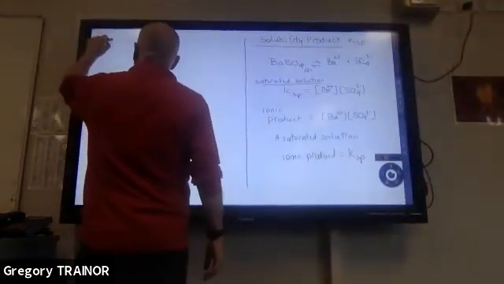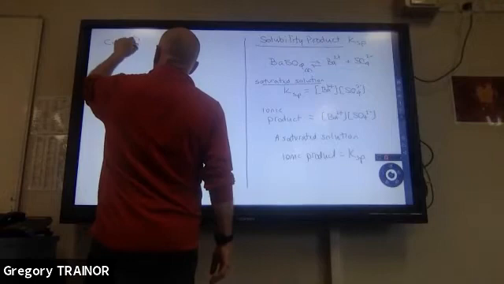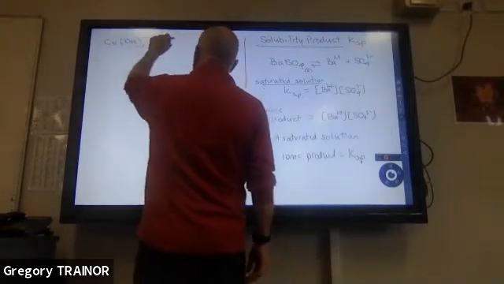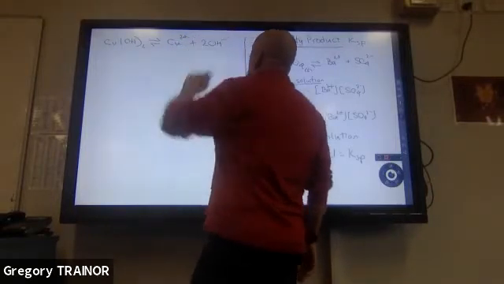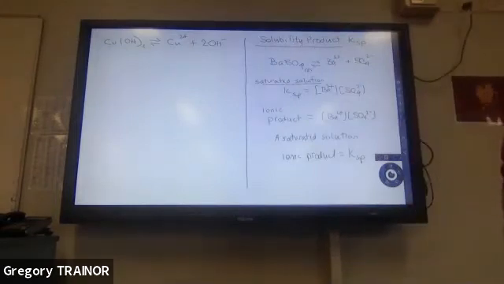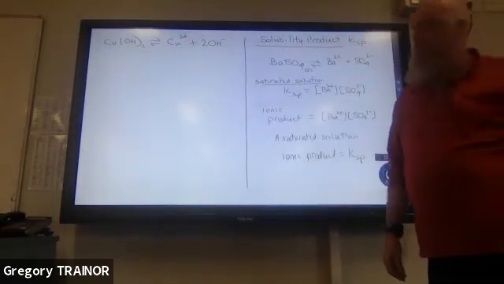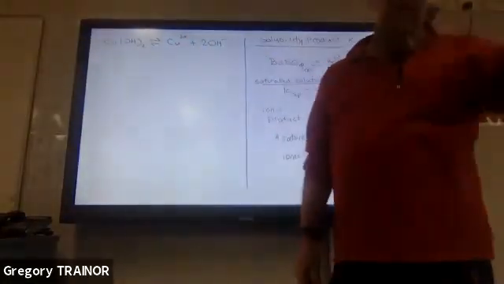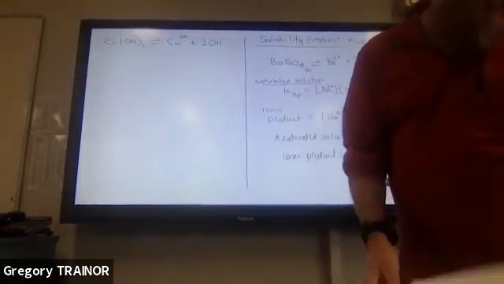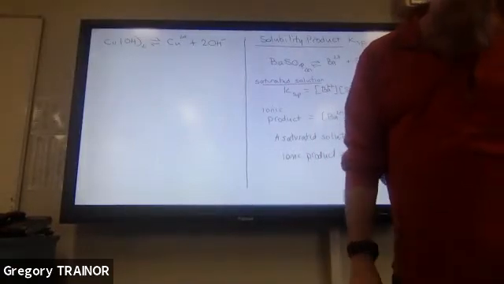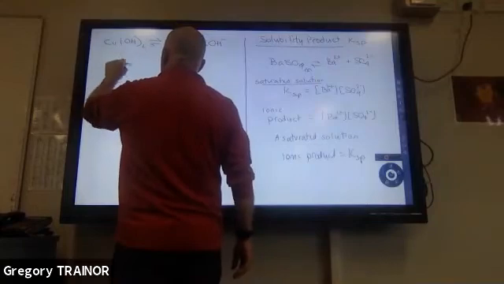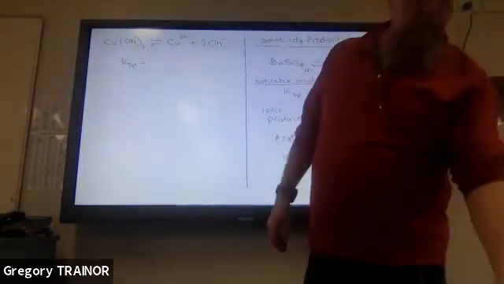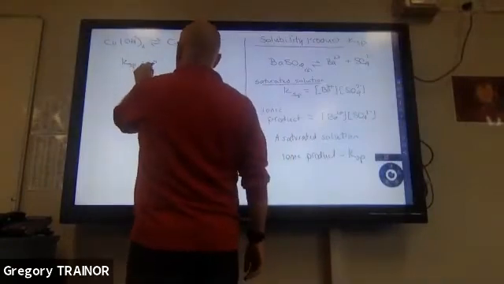So if we have copper hydroxide, when it dissolves, it will form Cu2+ ions plus 2 OH- ions. Now, when you look up the data table, it will have a table of common Ksps. So you turn to your data sheet and it will tell you that the Ksp is equal to 2.2 times 10 to the minus 20.